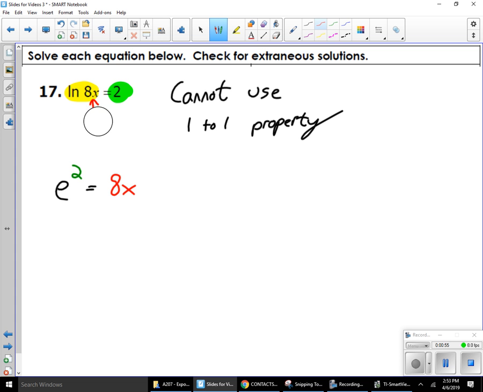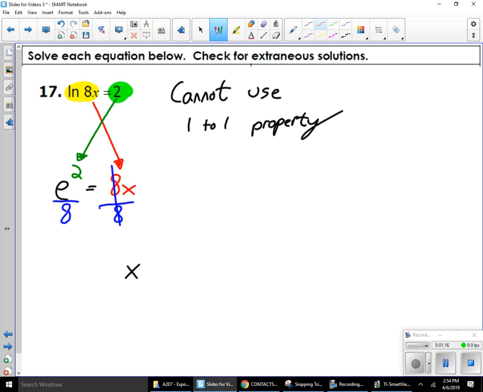Again, this is just our rewriting properties. The inside of the natural log is outside of the exponential. The outside of the natural log is the inside of the exponential. Now, 8 is not by itself yet. In order to get it there, we need to divide both sides by 8.